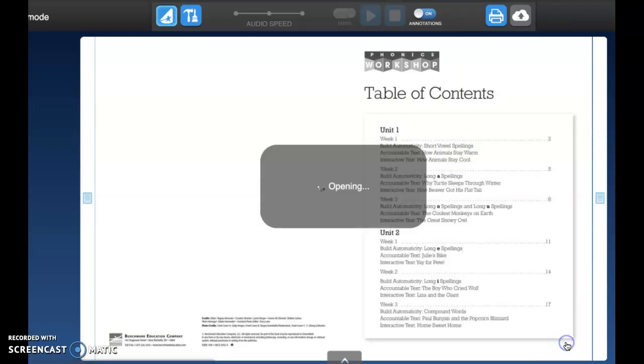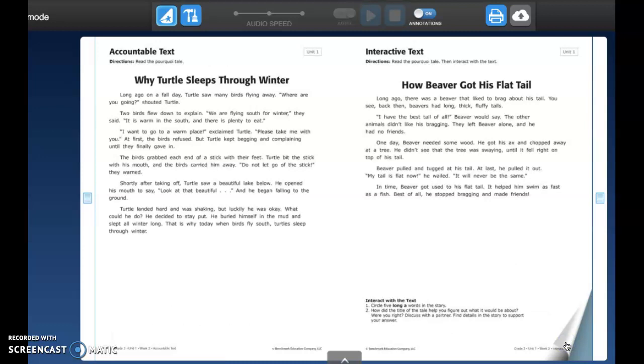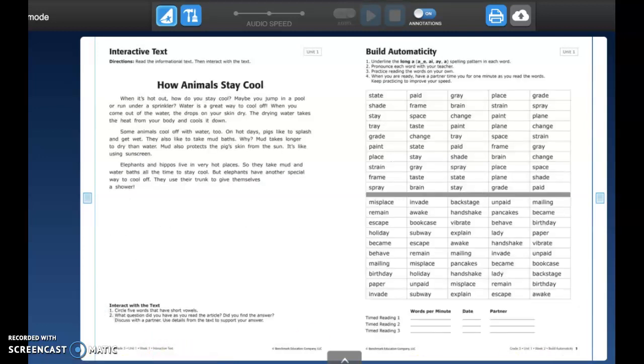You are going to flip until you get to, oh, did I miss it? There we go. You're going to flip until you get to page 5. And you are going to underline the long A words. So anything with an AE, AI, or AY spelling pattern, you will underline.